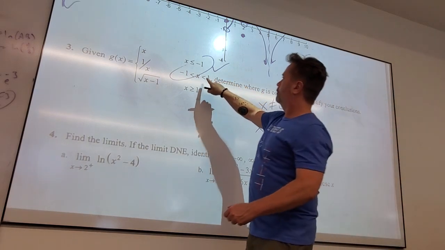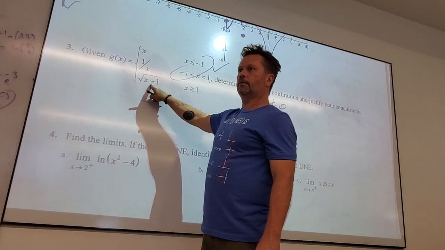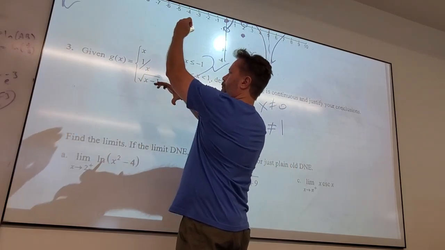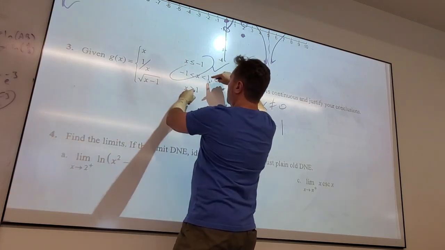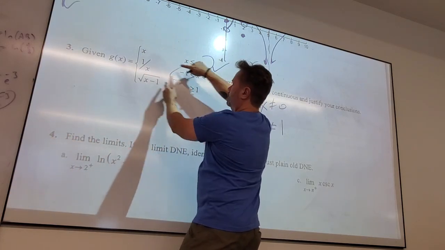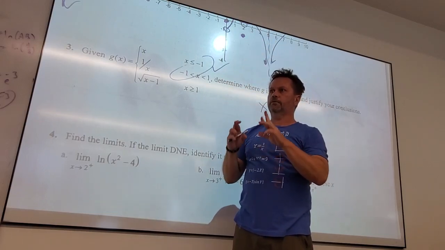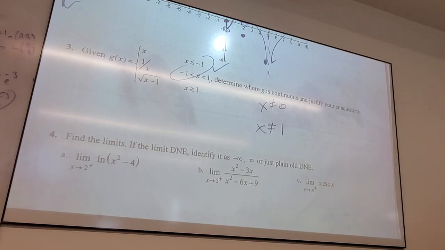Because when I plug a 1 in here, I get 1. When I plug a 1 in here, I get 0. So there will be an open circle at (1, 1) and a closed circle at (1, 0). That's a discontinuity. If these don't match, then they don't connect, and so they're discontinuous at that point. So it would be continuous from negative 1 to 1.